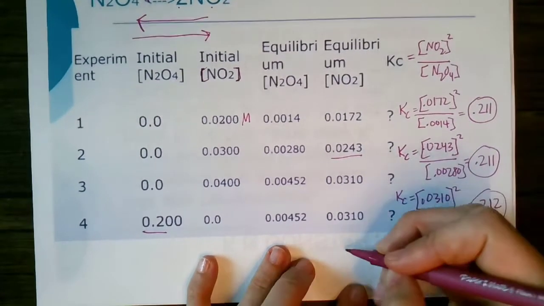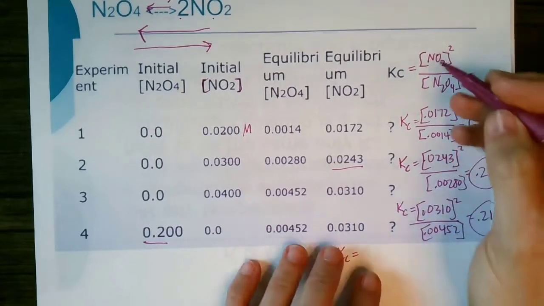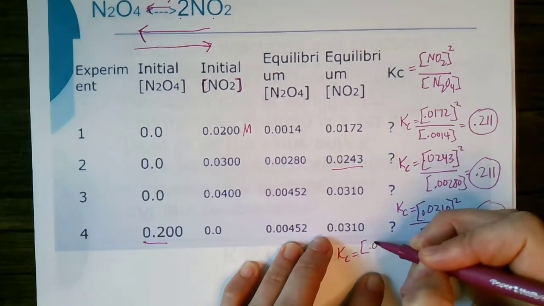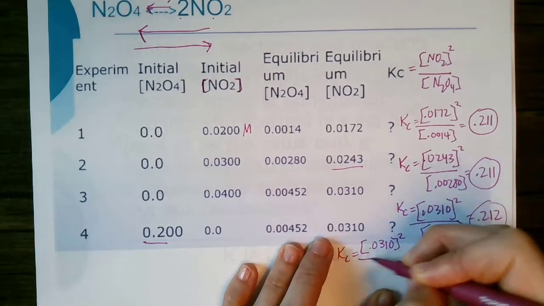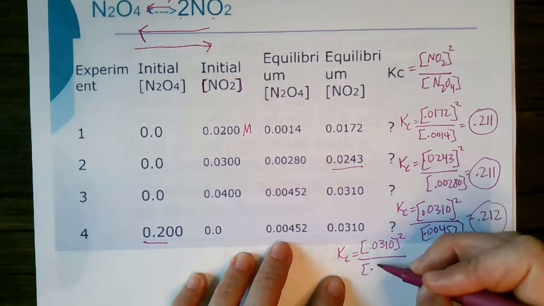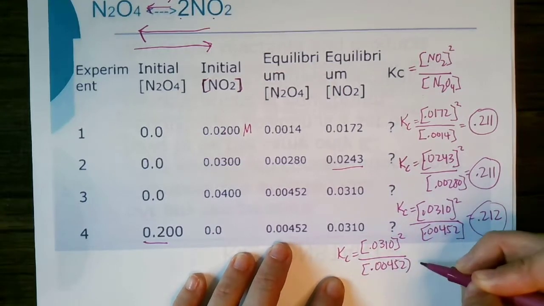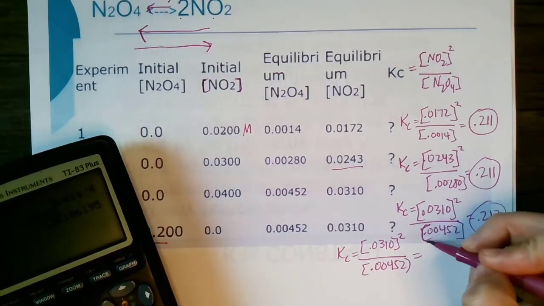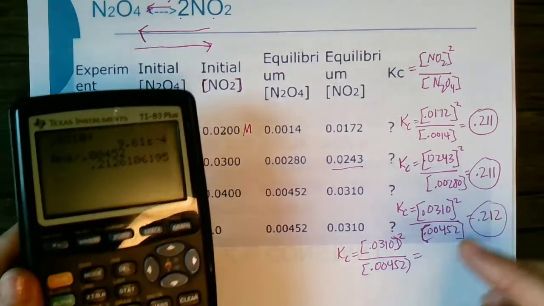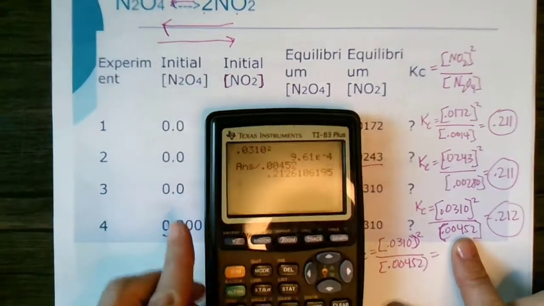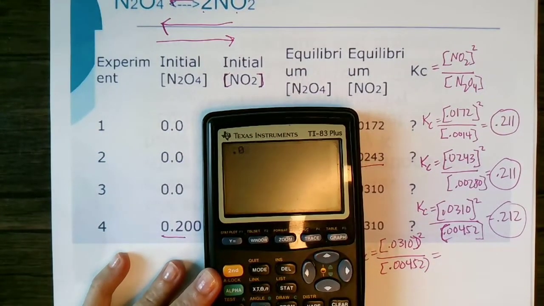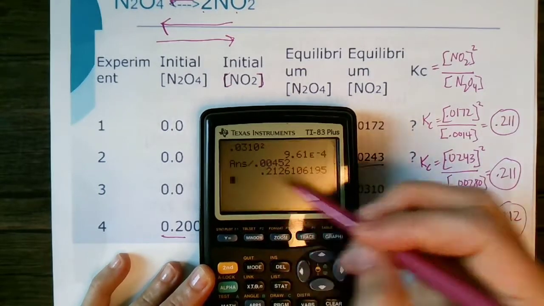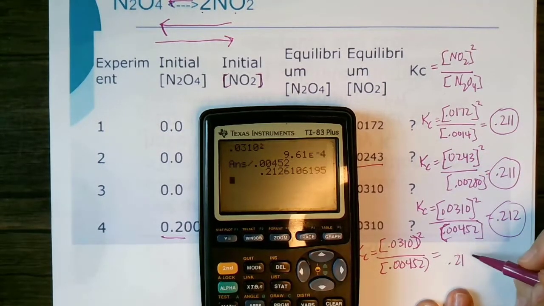So let's do the same Kc here. And again, I'm going to do my concentration of 0.0310 to the second power over 0.00452. And I guess I don't need brackets here when I have my numbers. These can just be parentheses. I'm just used to writing the brackets when writing the expressions. So 0.0310 squared, and I'm going to divide it by 0.00452. Notice I get 0.213.